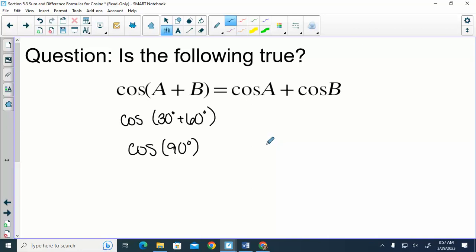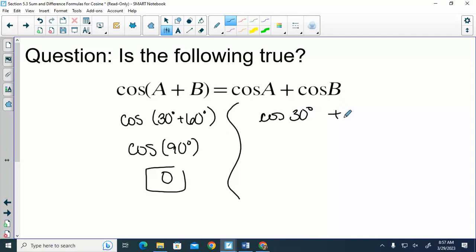What is the cosine of 90? So think about your hand trick. If you fold in your 90, cosine is the square root of the bottom over 2. So square root of 0 over 2 would be 0. Right, let's try the other side. What happens if I did the cosine of each one? The cosine of 30 degrees plus the cosine of 60.